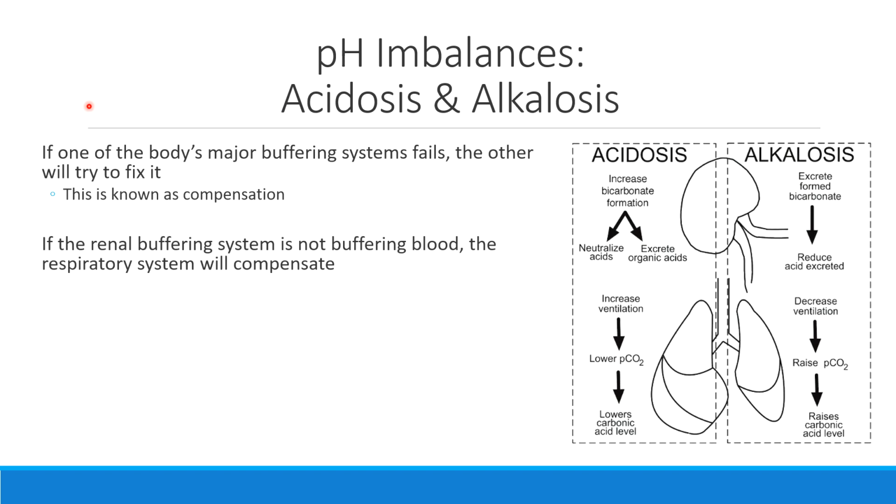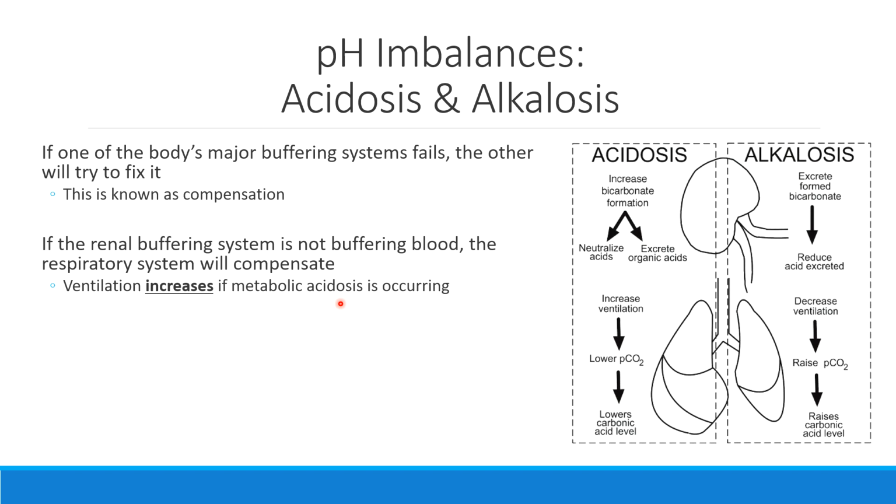So here's what this is going to look like. Say our renal buffering system is not working correctly. We have metabolic acidosis or metabolic alkalosis. The respiratory system is going to kick into gear and try to fix these problems. So if we're in a state of metabolic acidosis, the process of ventilation will increase. If you remember from our discussion of the respiratory buffering system, this is the way that the respiratory buffering system dealt with acids in the body.